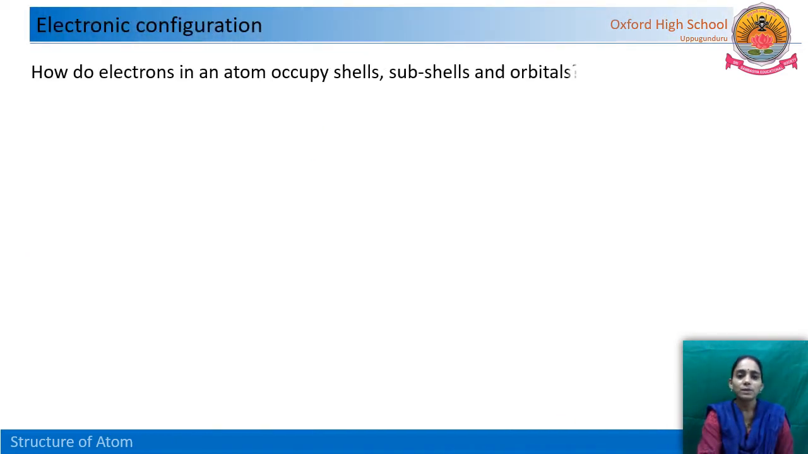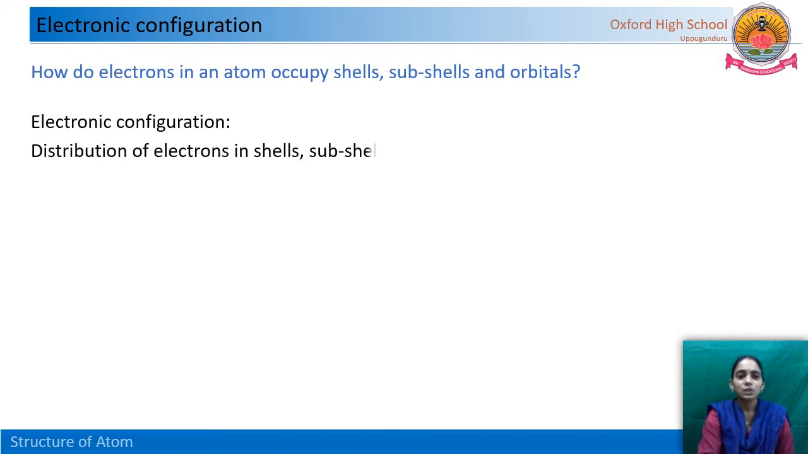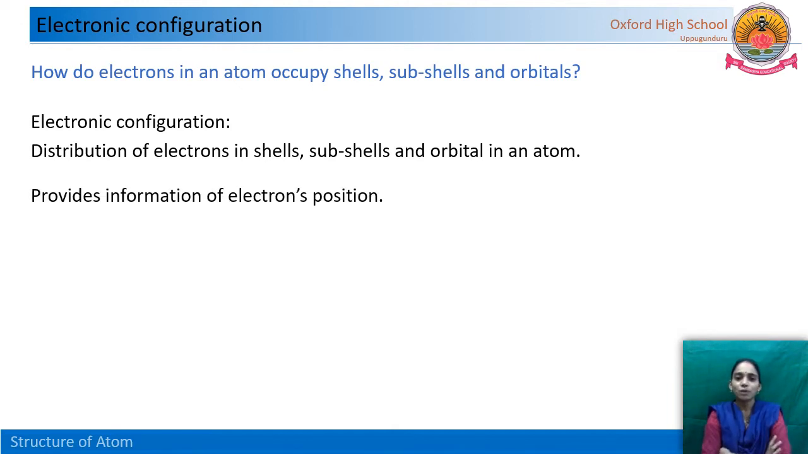How do electrons in an atom occupy shells, subshells and orbitals? Is there any particular arrangement? Let us see. The distribution of electrons in shells, subshells and orbitals in an atom is known as electronic configuration, and it provides information of electrons' position. So, the electronic configuration is nothing but the distribution of electrons.